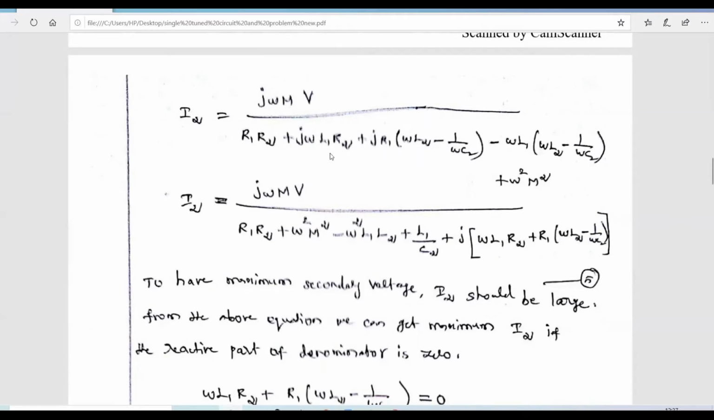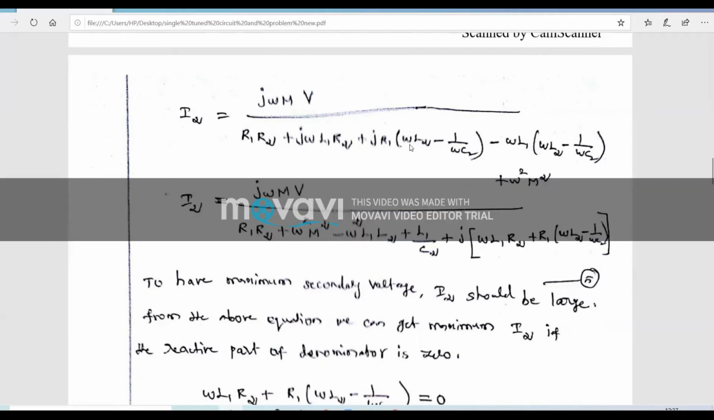So what about the imaginary part? Here, j into omega L1 R2 and j into R1 omega L2 minus 1 by omega C2. So this is the value of I2.